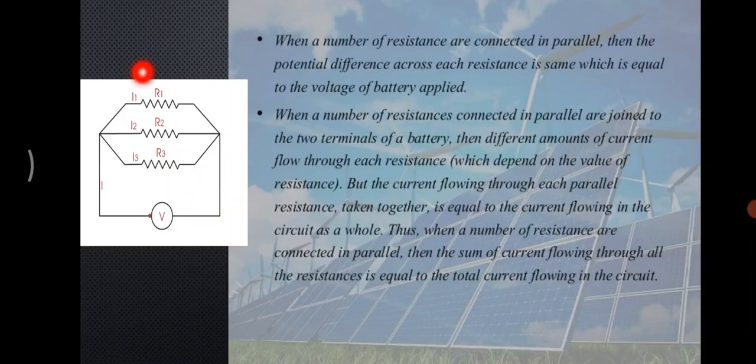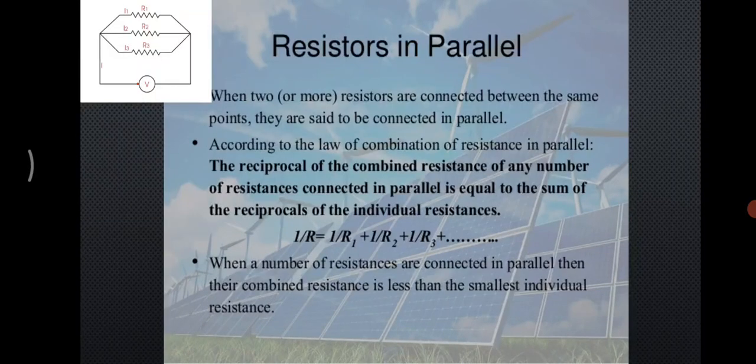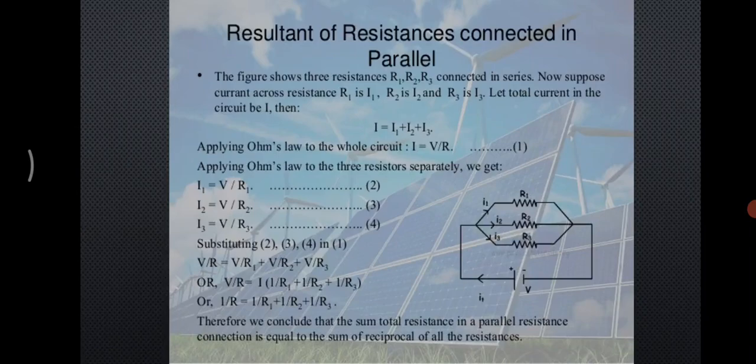So the current flowing through each parallel resistance taken together is equal to the current flowing in the circuit as a whole. If you add them up, I1 plus I2 plus I3, the total current will be equal to I. When a number of resistances are connected in parallel, the sum of the currents flowing through all the resistances is equal to the total current. Total current is equal to I1 plus I2 plus I3. So how to find out the total resistance of a parallel connection?